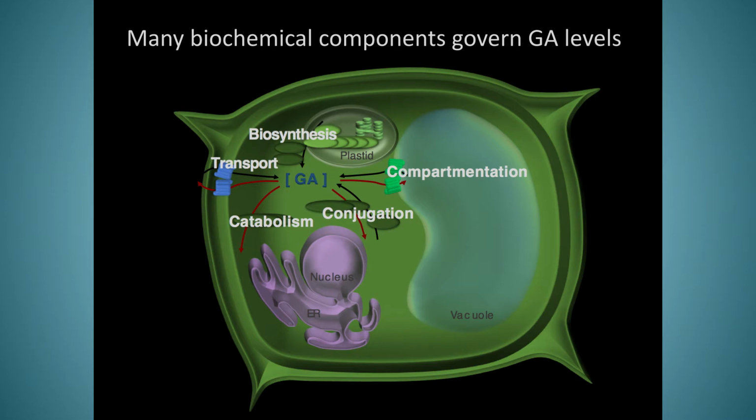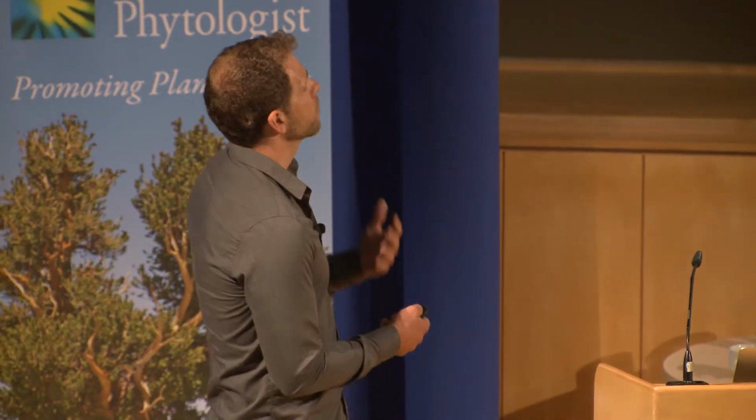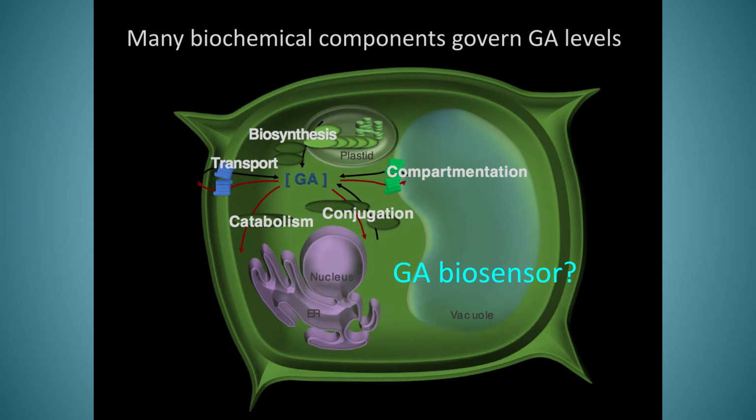And in particular, for the hormones, you have mobility, right? These are mobile small molecules. So export and import from other cells or tissues can also play a role. So it's really the ensemble of all these biochemical activities that's generating a distribution of GA in vivo. And so what we really would like to be able to do is measure that distribution in situ, in a living plant. And so the way we go about doing this is to try and generate a GA biosensor.